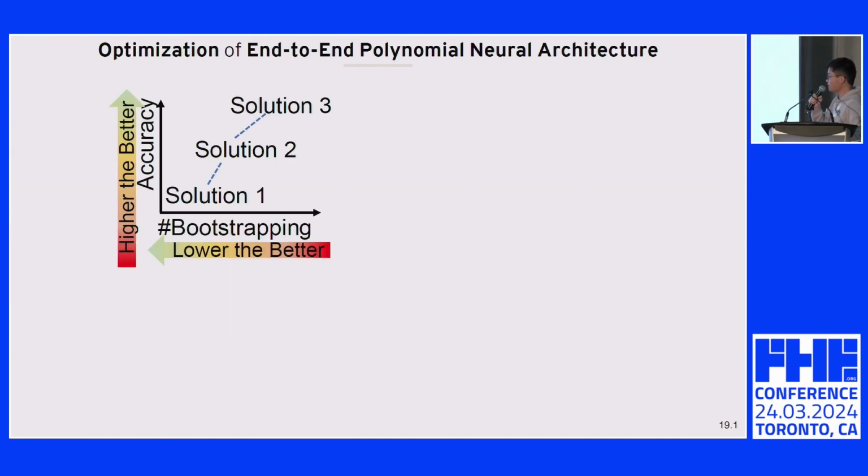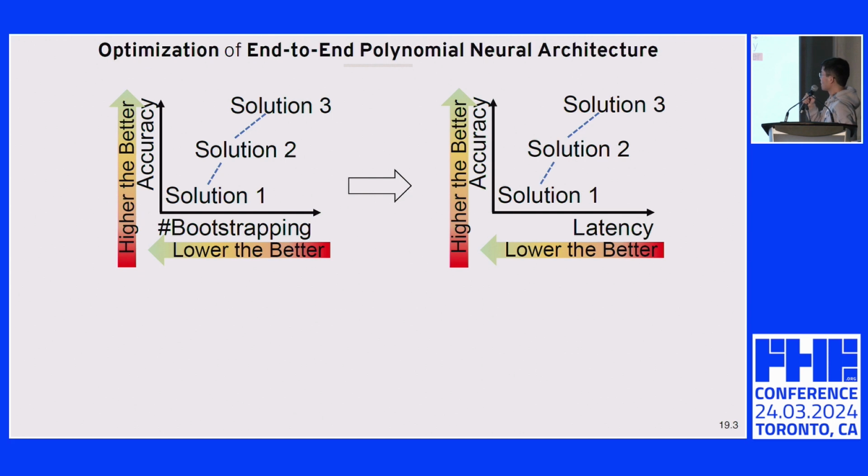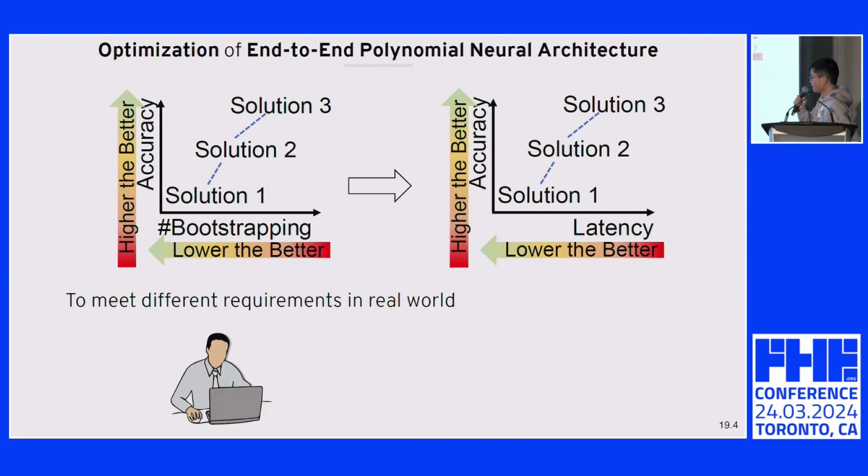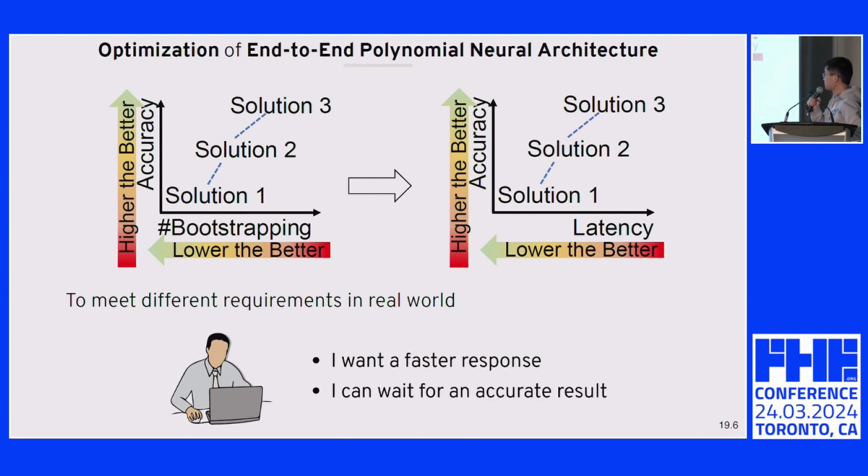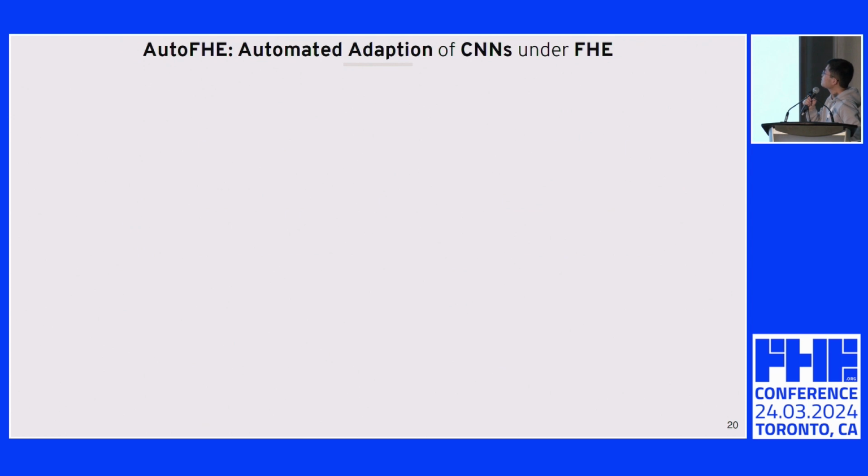In that case, we can imagine there is a trade-off between the accuracy and the number of bootstrapping, and we have different solutions over this trade-off. Because bootstrapping dominates the latency, when we deploy these solutions, we get a trade-off between the accuracy and the latency. These different solutions can meet different requirements in real-world implementation. Sometimes the customer says, I want a faster response, so we can give them a faster solution, like solution one, but with a little bit lower accuracy. Sometimes they say, I can wait for an accurate result, so we can give them a more accurate result, but it also depends on the customer's computational budget. If they have a high computational budget, they can use more computational resources, so they can use a more computationally expensive solution.